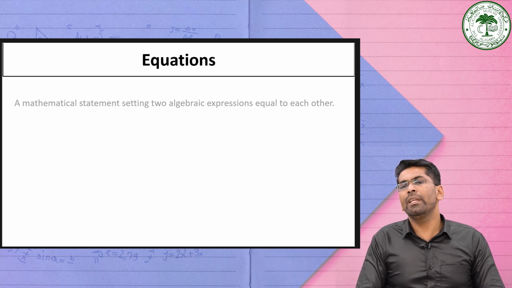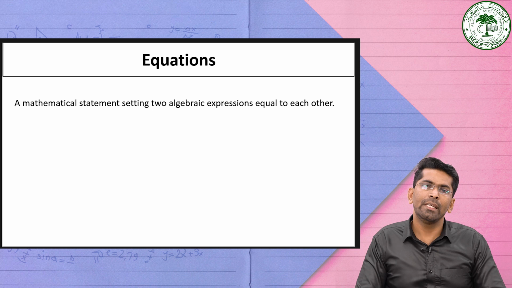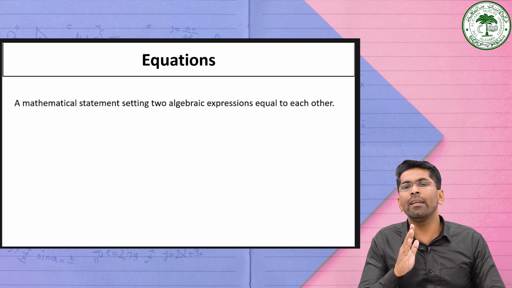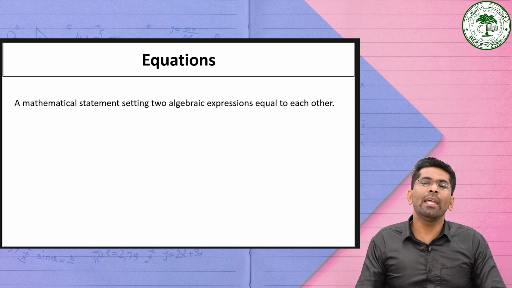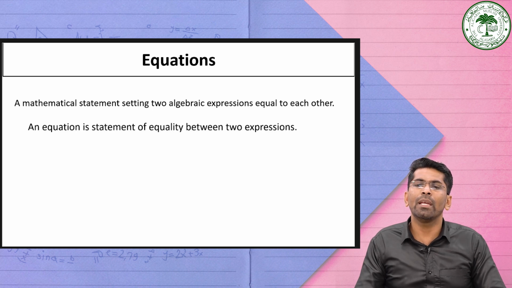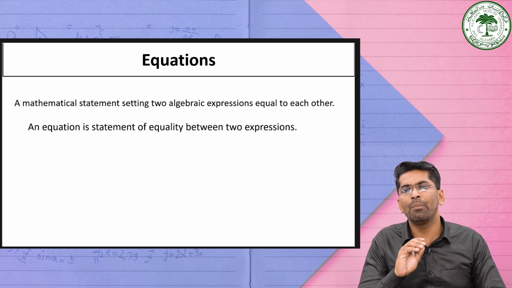An equation is a mathematical statement. It is simply a mathematical statement setting two algebraic expressions equal to each other, which is called an equation. So simply, an equation is a statement of equality between two expressions, and it generally consists of variables, constants, and mathematical operations such as addition, subtraction, multiplication, division, exponentiation, and more.